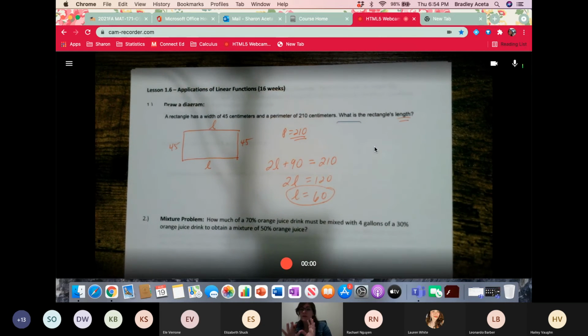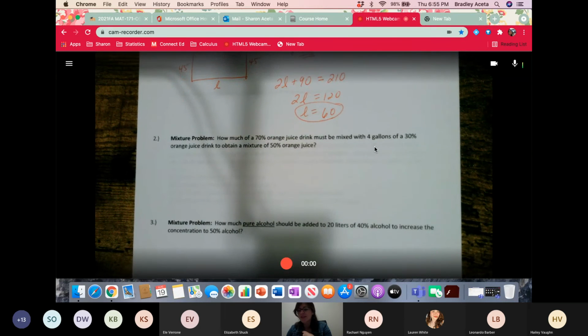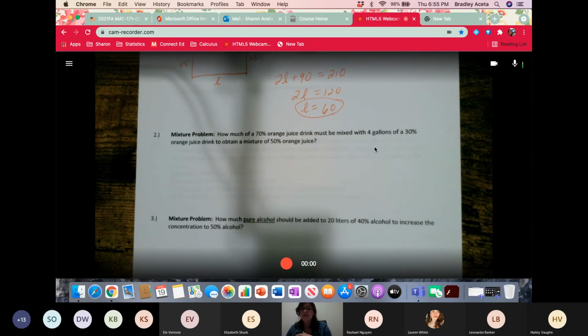So you have a question that simple for the end of the homework, which will be good. And then it goes straight into mixture problems, which can get confusing. You may have done them in chemistry, but I'm going to show you how I teach them and how I do them. Hopefully it'll make sense. I make these charts with them. So we will do this first mixture problem.